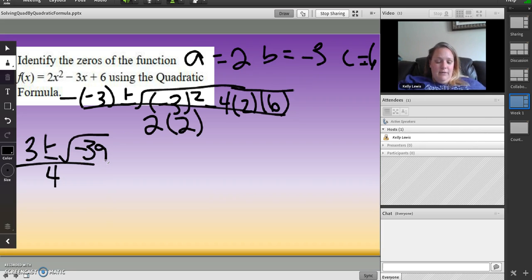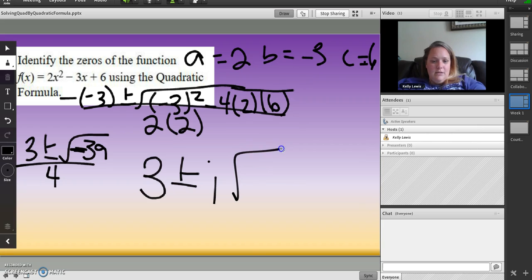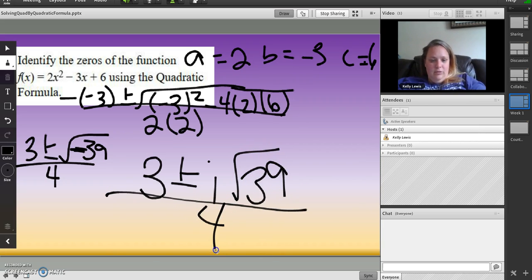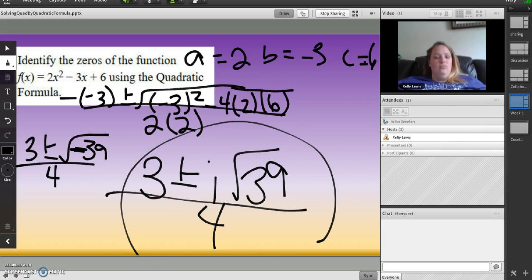Negative 39, I'm going to divide by 4. It doesn't work. 39 divided by 9 doesn't work. 4 times 4, 39 divided by 16 doesn't work. 5 times 5, 25 doesn't work. 6 times 6, 36 doesn't work. All right, so you can't simplify that either. So we're just going to take out the i. 3 plus or minus i square root 39 over 4. So we're done with that guy, and we can't simplify anymore.